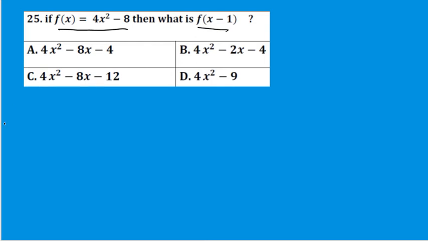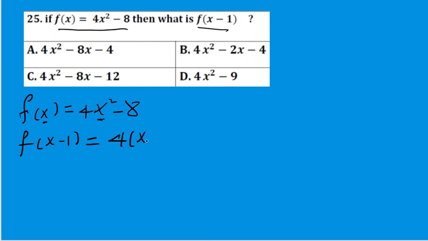This is the question. First of all, f of x is equal to 4x squared minus 8. If this x is y, I will make this one also y. The same directly, it will change. If this is z, I will make this one z. In the same manner, f of x minus 1 is going to be 4 in brackets x minus 1 squared minus 8.